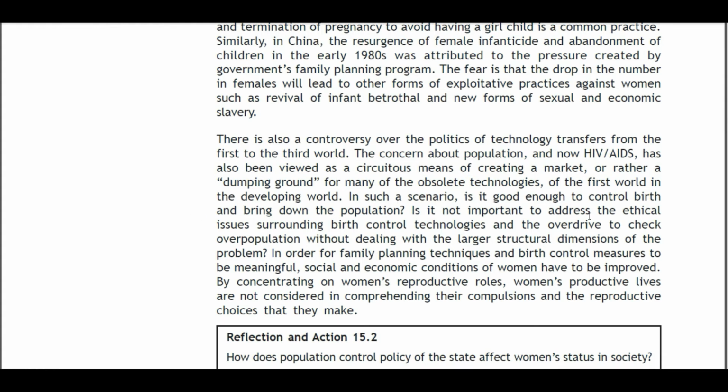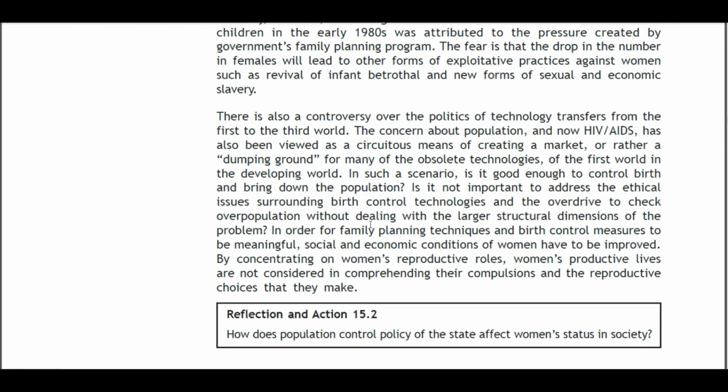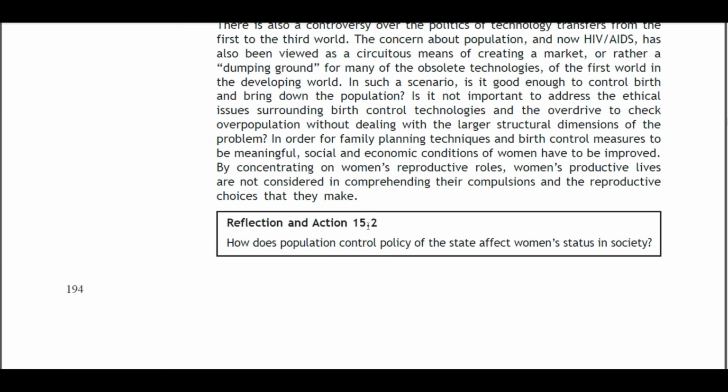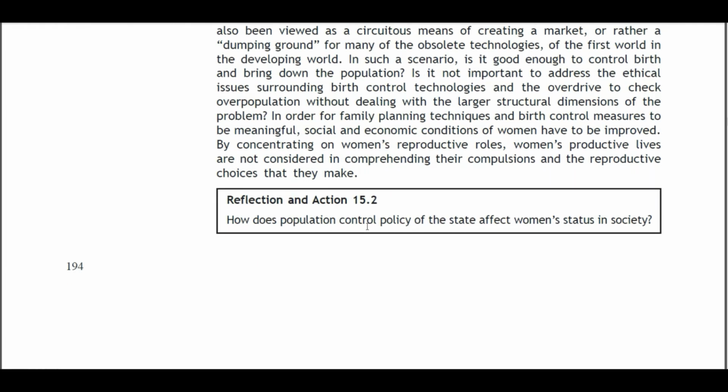It is not important to address the ethical issues surrounding birth control techniques and the urge to check overpopulation without dealing with the large structural dimensions of the problem. In order for family planning techniques and birth control measures to be meaningful, the social and economic conditions of women have to be improved by concentrating on women's reproductive roles. Women's productive lives are not considered in comprehending the compulsions and reproductive choices that they have.